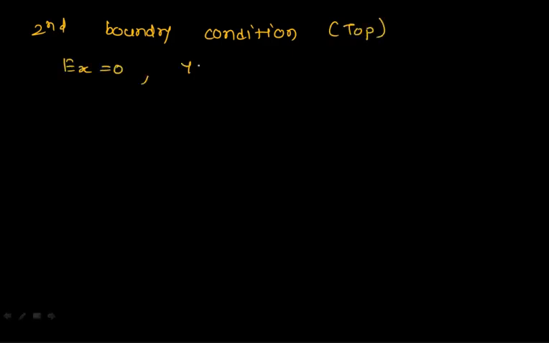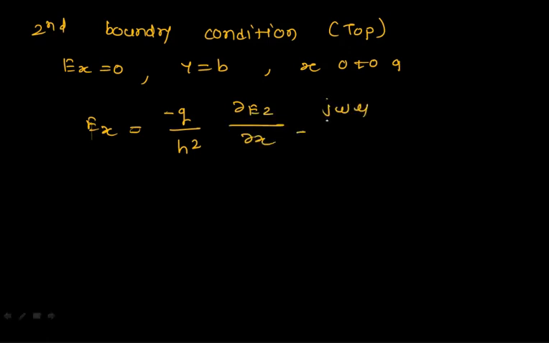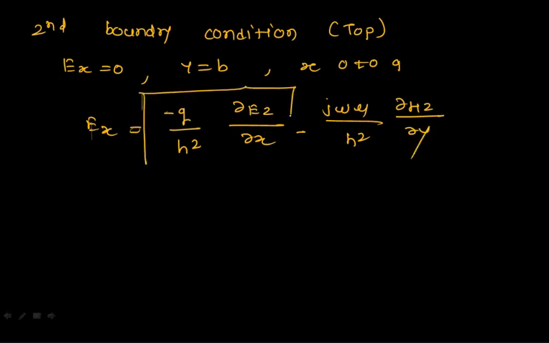So my second boundary condition is nothing but the top side of that particular waveguide, where we know that Ex is equal to 0, y is equal to b and x varies from 0 to a. Okay, and now the Ex component is equal to minus gamma by h square d of Ez dx minus j omega mu divided by h square d of Hz divided by dy. So this whole term will become 0 over there. That is because this is the TE wave.